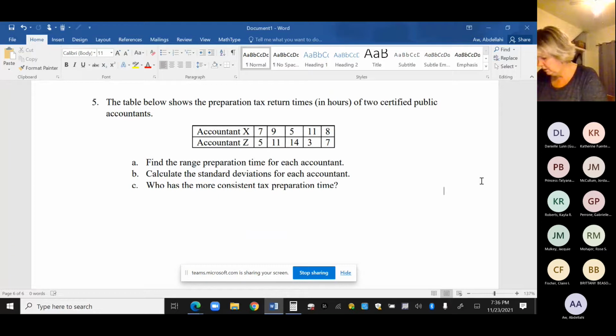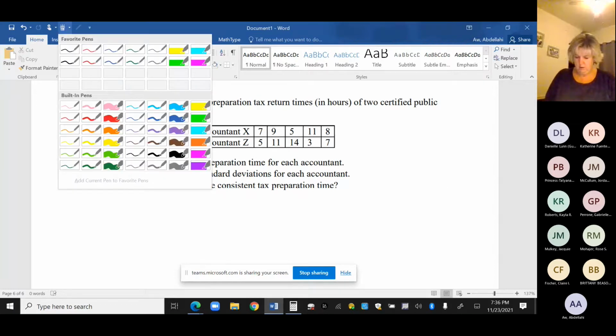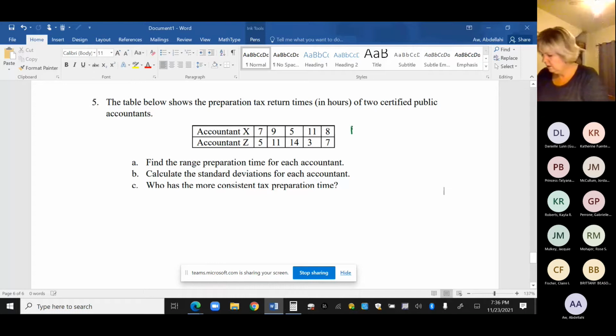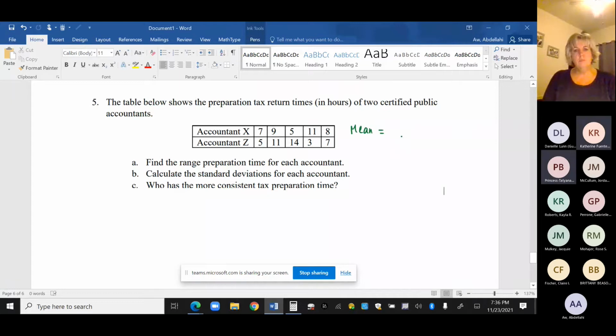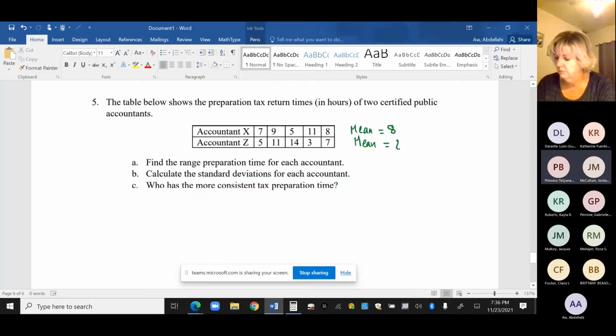All right, everybody. So what is the mean for the first accountant, accountant X? How much is the mean? You got 8? Everybody agrees 8? Yes, 8, right? What is the mean for the second one? 8. Also 8, so they have the same mean, right?